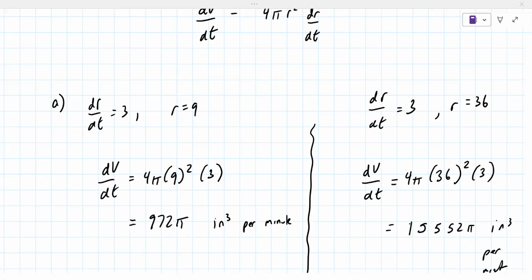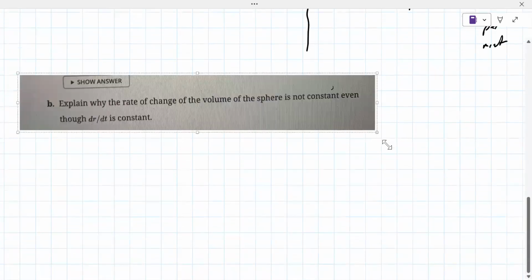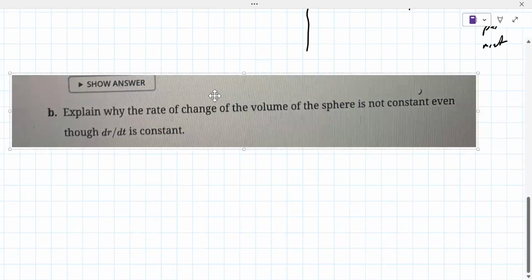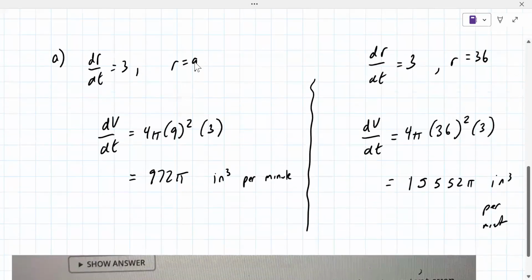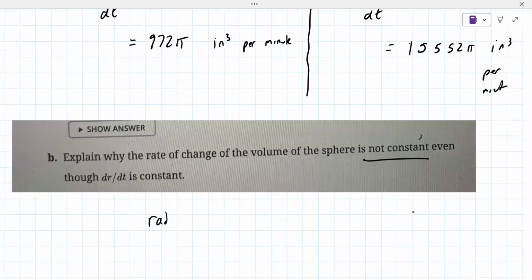So let's try to answer part B. Do you think it's still all multiple choice on your test? Okay. So there would be an answer that would match why the rate of change of the volume of the sphere is not constant. What they mean by that is the radius went up by 4, but the volume rate of change went up by more than 4. In fact, it went up by 16. The reason is that the radius is squared, which is why it actually goes up by 16 instead of 4.